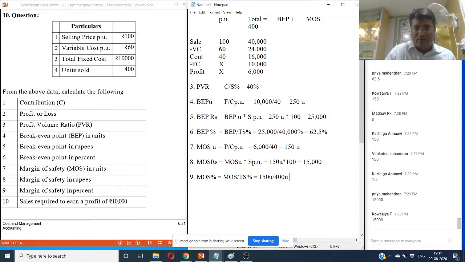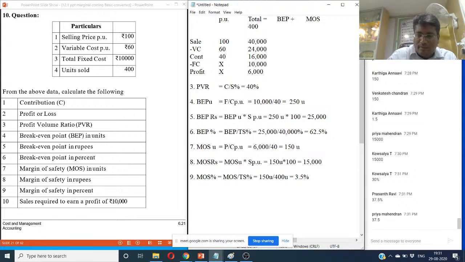So 150 units divided by total units being 400 units. Then percentage of MOS being 32.5%. 32. Come on, don't give me the wrong answer. Try correctly. Yes, 37. Okay, sorry, 37. Yeah. You have the calculators. Get me the correct answer.